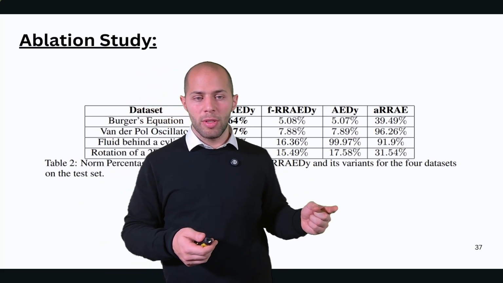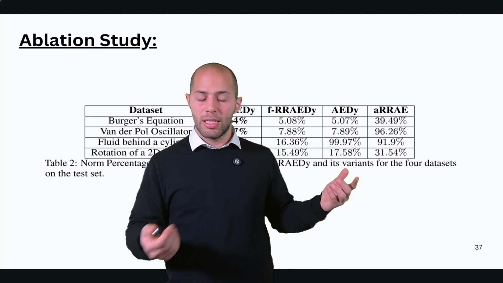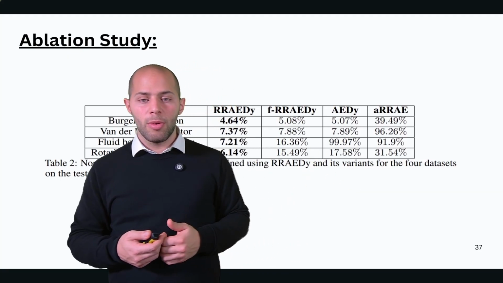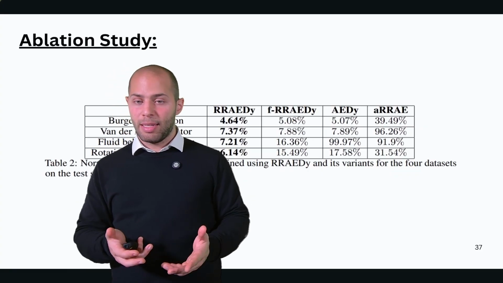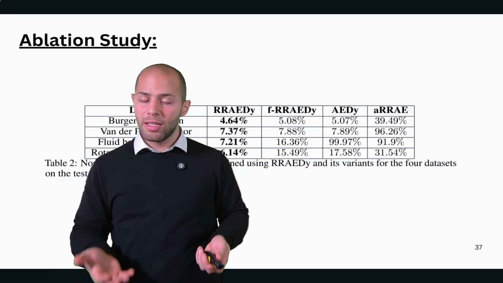On the other hand, when we don't do the DMD or when we don't do the SVD, we can see that the dynamics are unstable. Sometimes we get 100% error, sometimes we get local minimums. And the only model that works correctly is our variant with all the SVD, the DMD, and the adaptive algorithm, which shows that we actually need all three components for RRAEDy to work correctly.